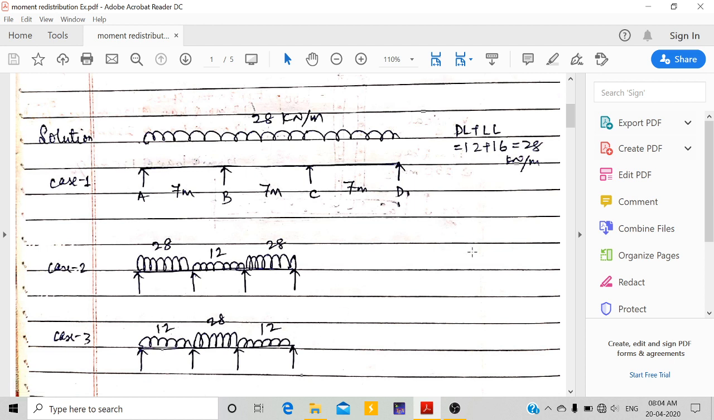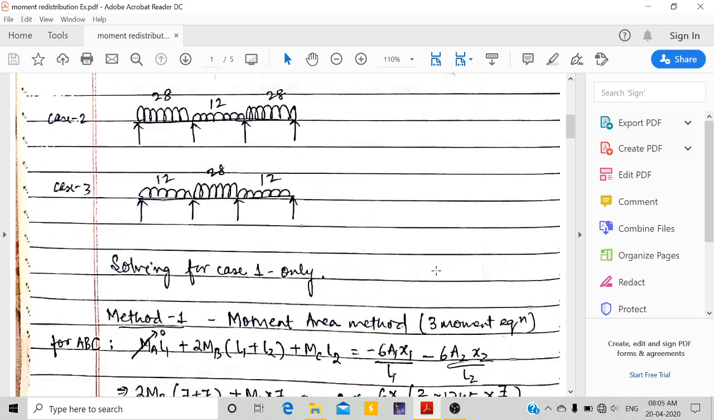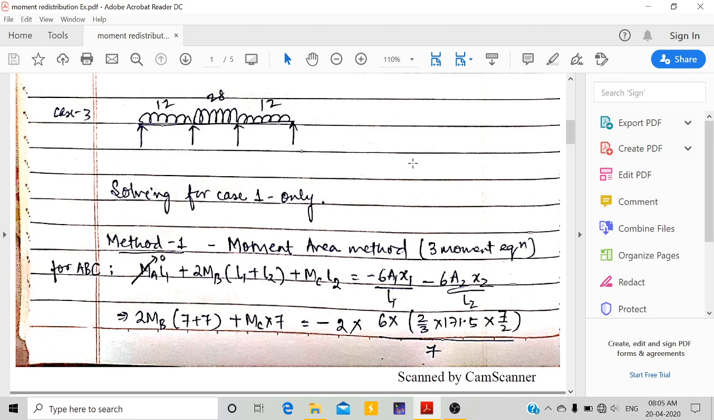Okay, there are all three cases, but in our case, because spans are equal, we will get the maximum in case 1 only. If spans are different, you may get the maximum moment differently in different cases. So in this example I'll be only solving for case 1. I have used two methods. You can use any one, whichever you find easy.